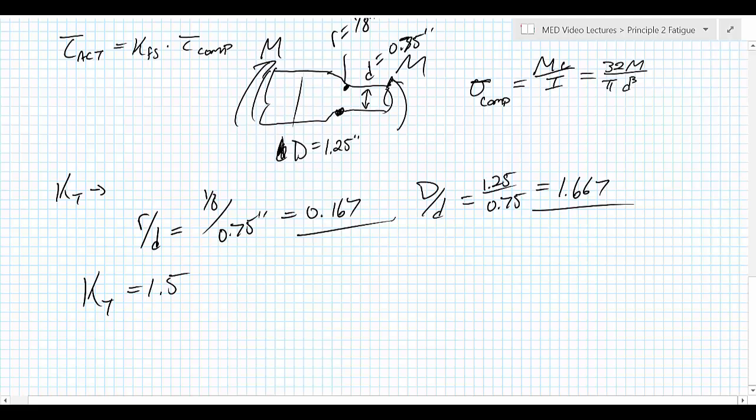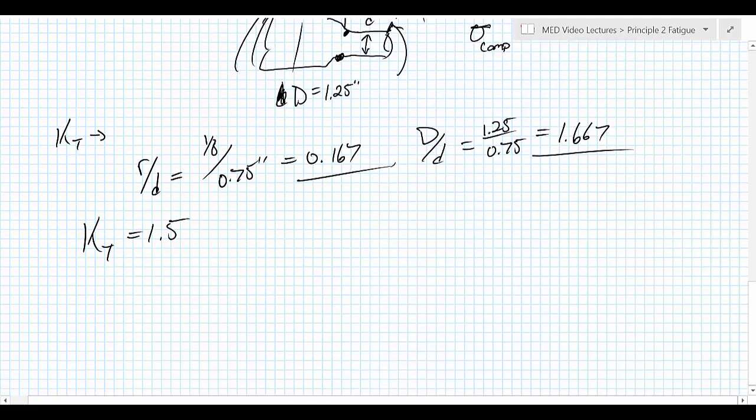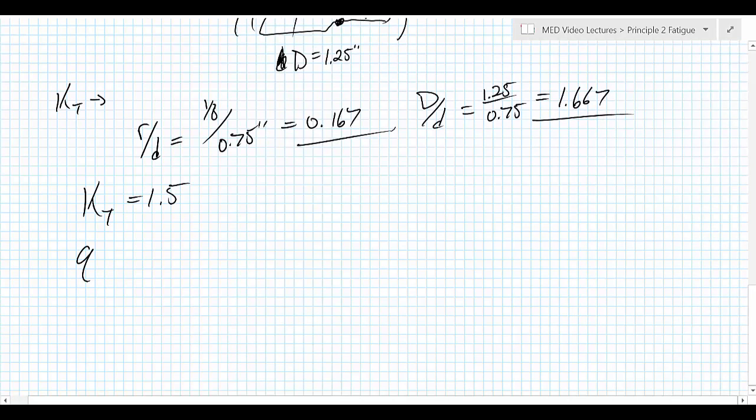Great. Now we need to know our notch sensitivity, Q. Well, this depends on the material that we're talking about. So let's pick a material. We can make it out of steel, since that's what our graphs are of. If we choose ceramics, then we're going to need to find our own new graph for that. But the steel I'm looking at has an ultimate strength of 170 kpsi.